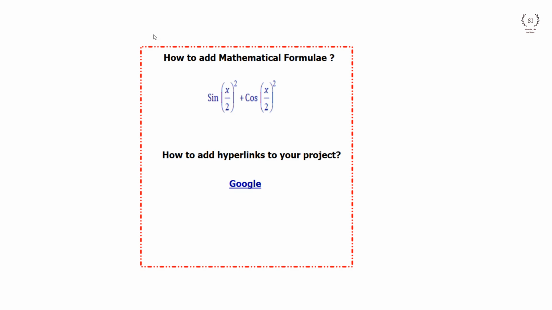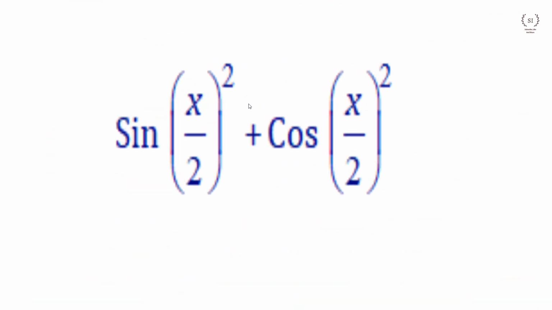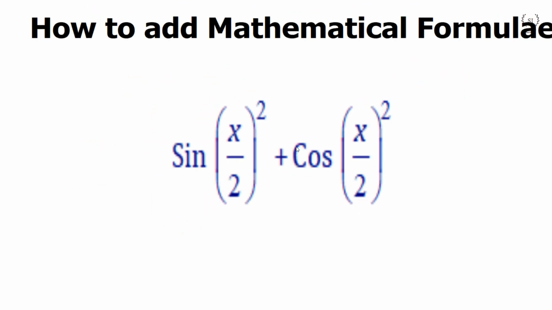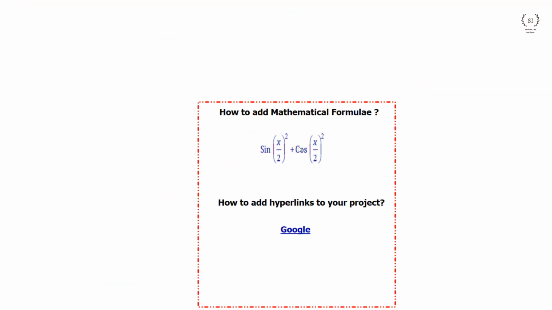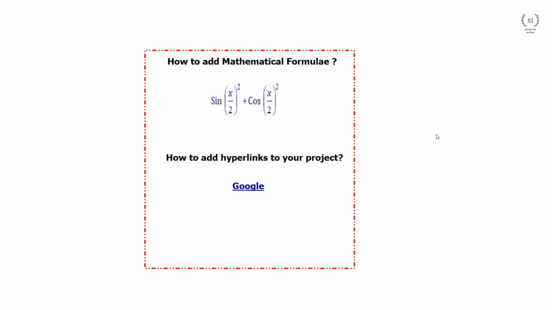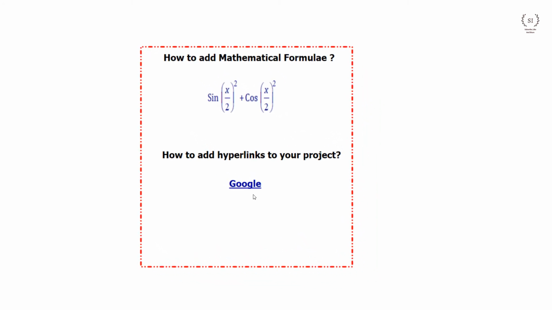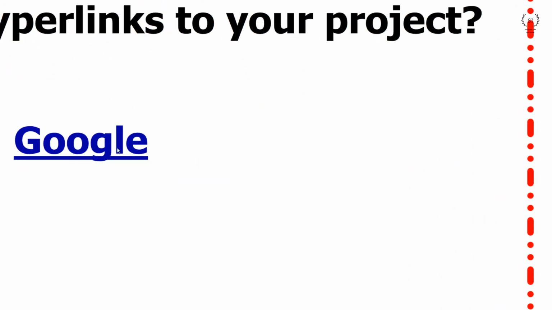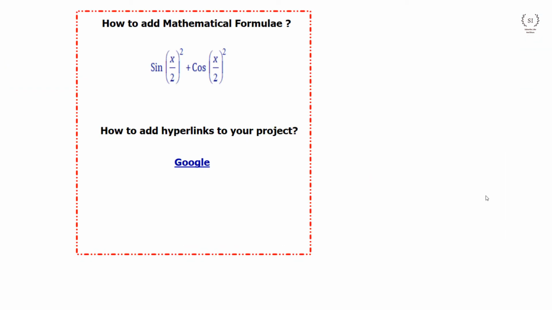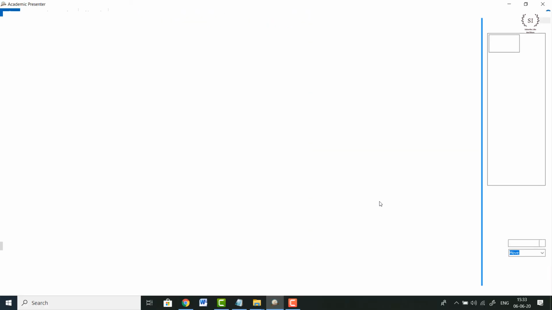Run in full screen. See how this looks. You can click on it. This particular formula will be zoomed. It looks kind of blurry because you need to change the aspect ratio, and accordingly you can modify it. Similarly, when you click on this, nothing happens. But when you press Ctrl and click on this, google.com will open up. Right. So this is how we can add formulas and hyperlinks to our project in Academic Presenter.